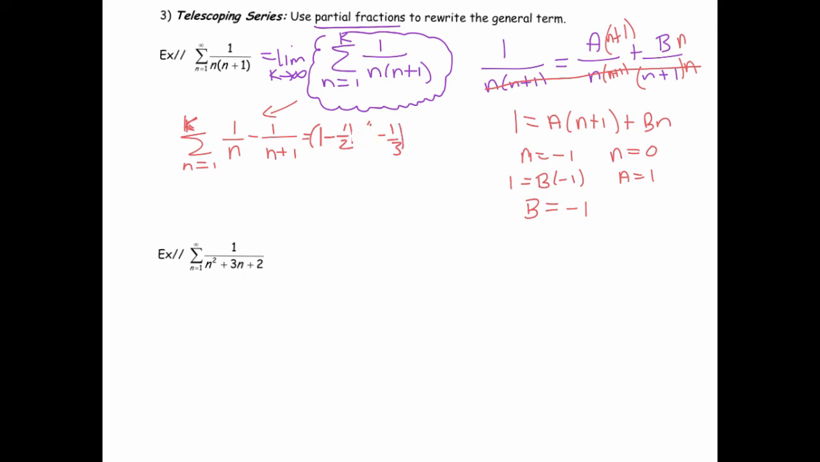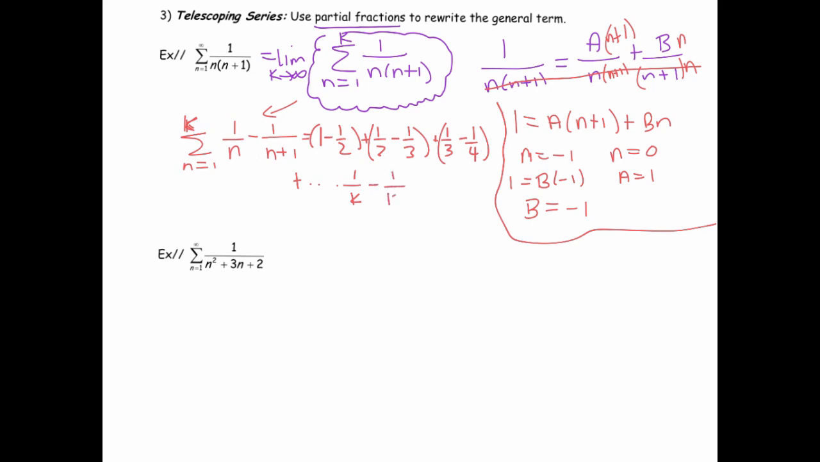I'm not happy with how I wrote that. Sorry. 1 minus a half plus a half minus a third. Alright, plus, then when you plug in the third term, you get a third minus a fourth. Etc. until the kth term, when you plug that in, you get 1 over k minus 1 over k plus 1.